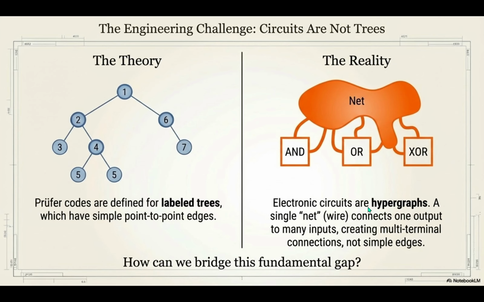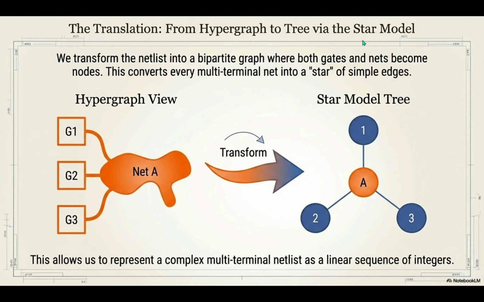You use a very clever trick called the star model transformation. The big idea is you change how you think about the circuit. Instead of gates connected by wires, you decide the wires themselves are also nodes. Wait, so the wires become points on the graph, just like the logic gates. That's the move. You create what's called a bipartite graph. You have a set of gate nodes and a set of wire nodes. And the only rule is that an edge can only connect a gate node to a wire node.